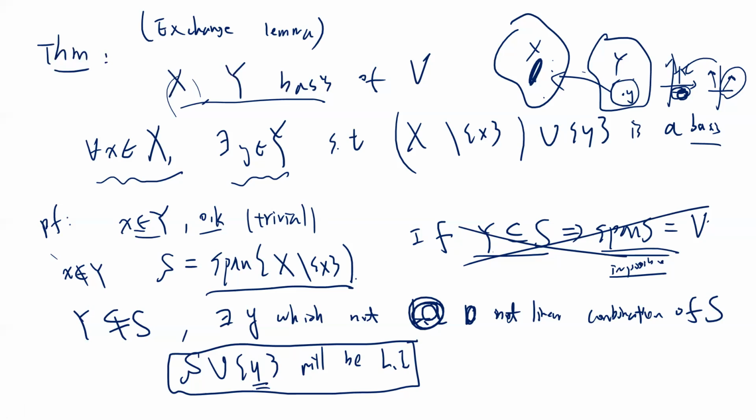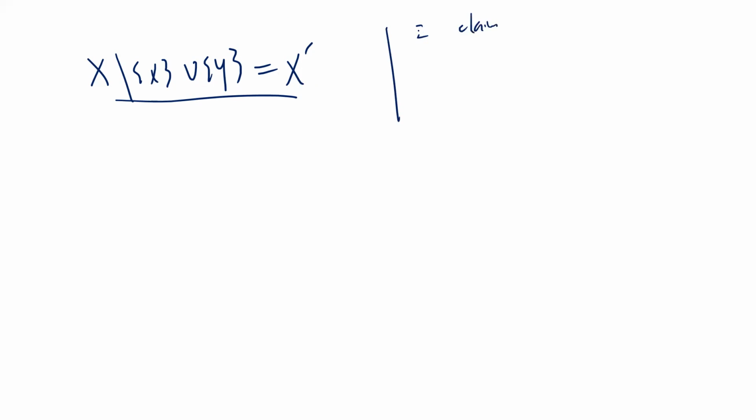Yeah. So let's maybe write down: X delete X union Y. Let's call it X prime. And I already know that this X prime is a linear independent set, right? So let's see. Now I claim what? I claim X is in the span of X prime.